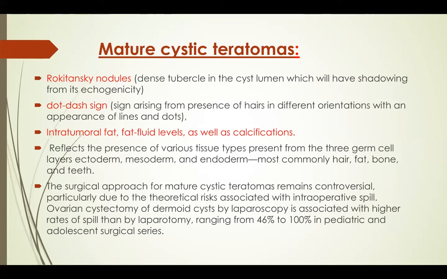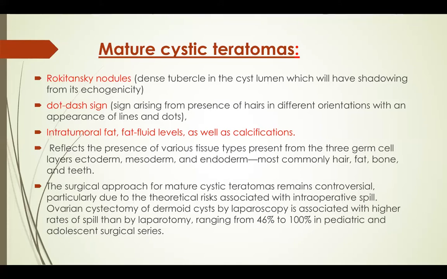Why do we see these signs in the ultrasound? Because this reflects the presence of various tissue types from the 3 germ cell layers: ectoderm, mesoderm, and endoderm, which most commonly after surgery we see that it is hair, bone, and teeth.